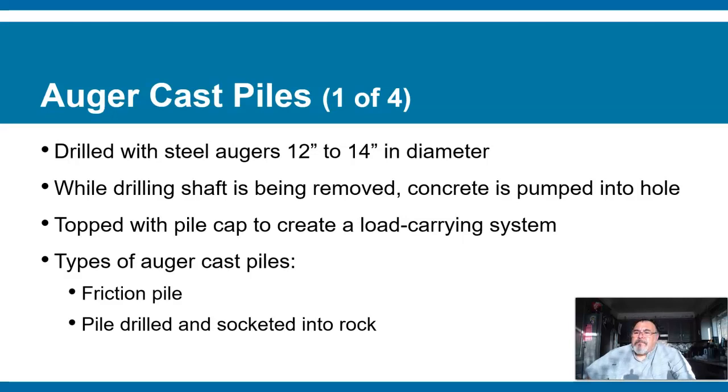And so you've made cast piles. You've made the dirt into a cast, and you've made it with an auger, and you have concrete piles. Basically a long column. And types of auger cast piles: there's friction pile and pile drilled and socketed into rock.